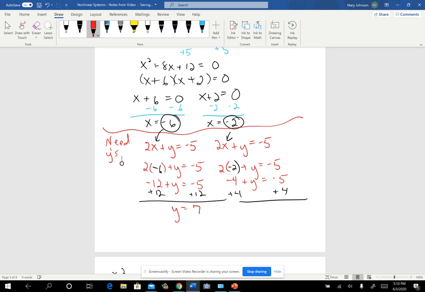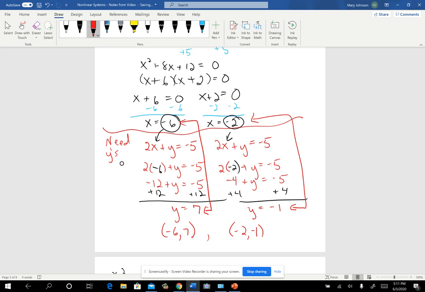When I do that, I wind up with y equaling -1. So this -6 that I had for x went with that 7 I got for the y. That gives me one ordered pair. And then this -2 got matched up with that -1, and that gives me the other ordered pair. So I have 2 solutions on this, which is weird. You didn't have that on the others.